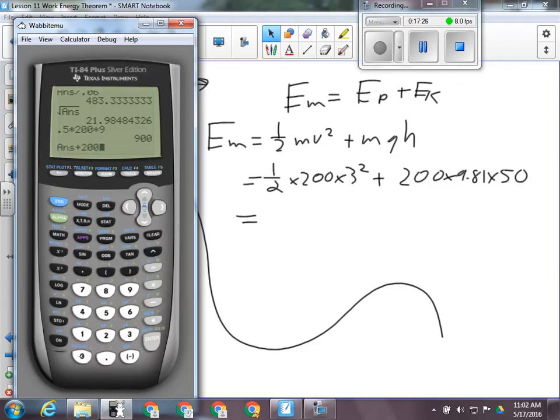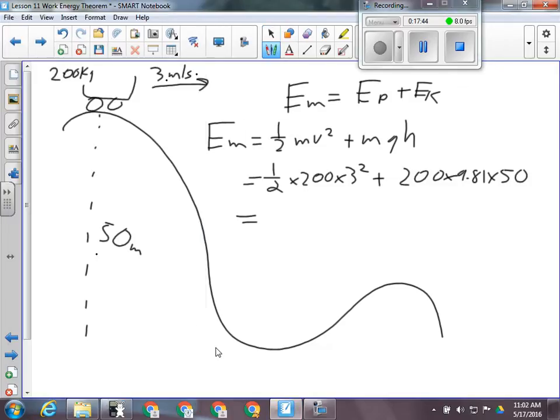And then 200 times 9.81 times 50. So we have 99,000 joules worth of energy at this point. Is that a lot? Yeah, it's a fair amount of energy. So I have 99,000 joules.